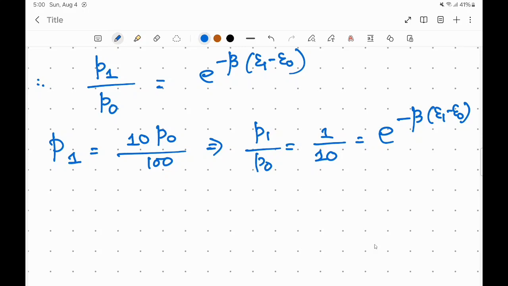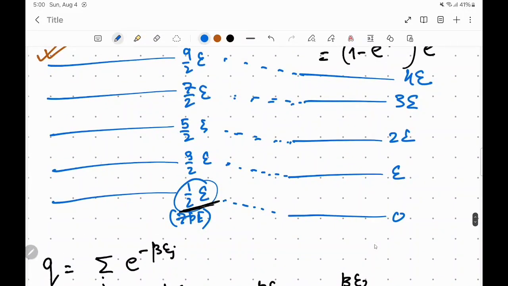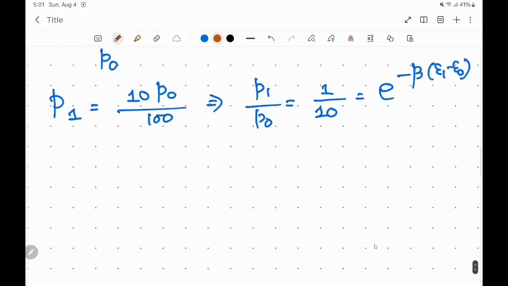Here you can consider the zero point energy or not, that does not matter, because this is a difference between E1 and E0, and that will remain the same for both cases. So that's why I said most of the time the difference is important. So it is e to the power minus beta epsilon.